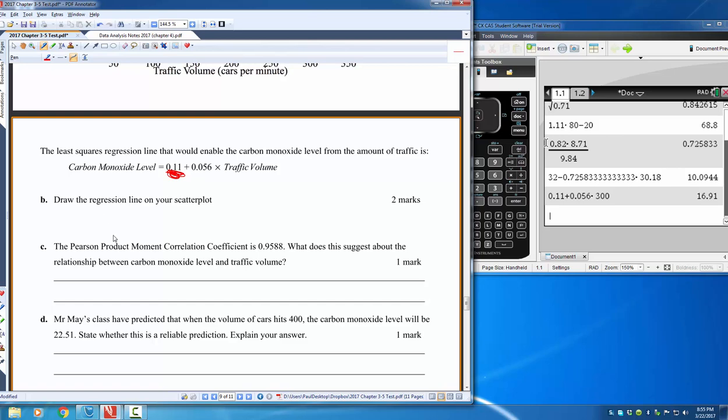Alright, Pearson product moment correlation coefficient is that. What does it suggest about the relationship? A lot of you went on to talk about the r-squared value, not asked about that. So what does the Pearson suggest? It suggests that we've got strong positive, and because we saw the data already, we can say linear relationship.